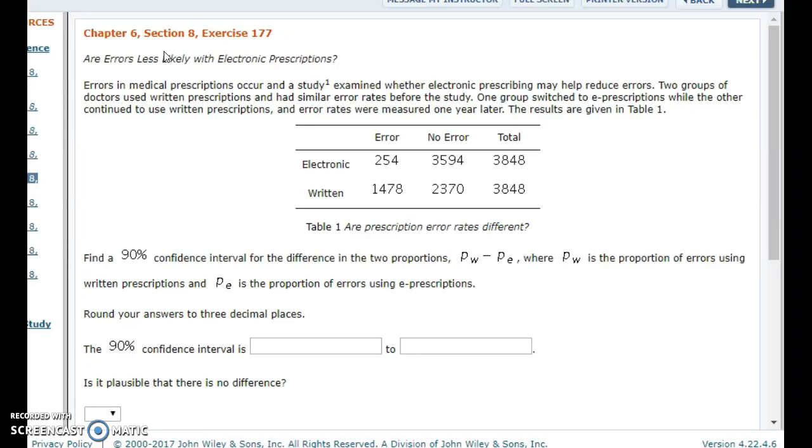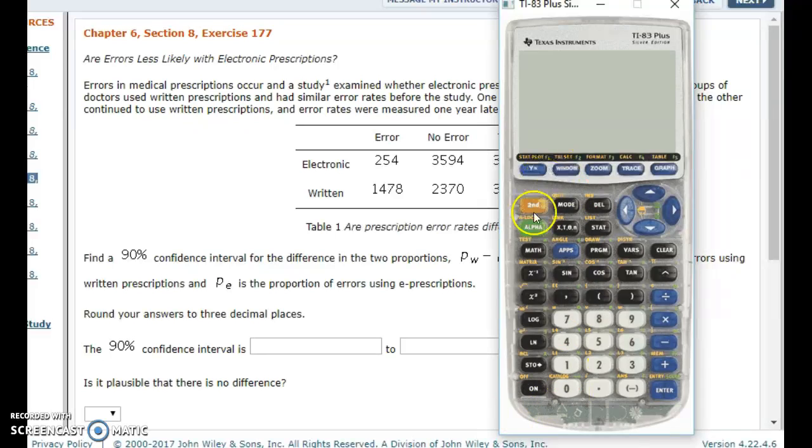Find a 90% confidence interval for the difference of the two proportions between written and electronic. So we have the proportion of errors with written and the proportion of errors using e-prescriptions. Round your answers to 3 decimal places. Okay, so this one's given us all the numbers, so we're interested in the errors and the totals.